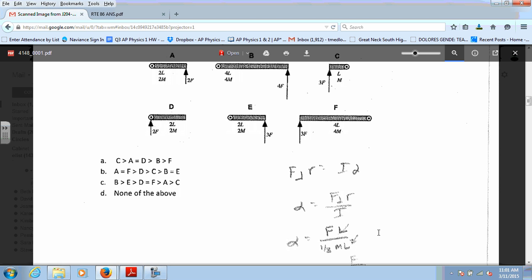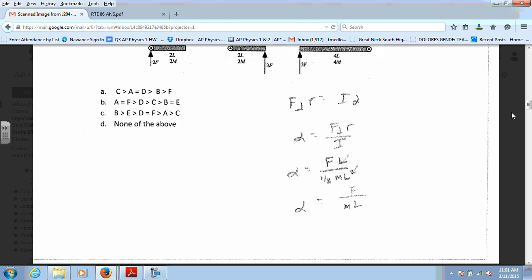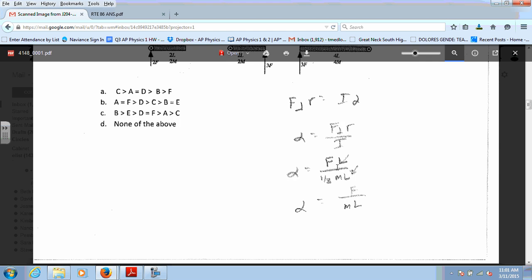So r is the same thing as the length, L. So that means F times L over 1/3 ml squared. I gave you the moment of inertia for this. The third doesn't matter because that will be constant. Since we're just ranking comparatively, I'm just going to drop the third out because that will be the same for everybody. So really it just comes down to alpha equals F over m over L.